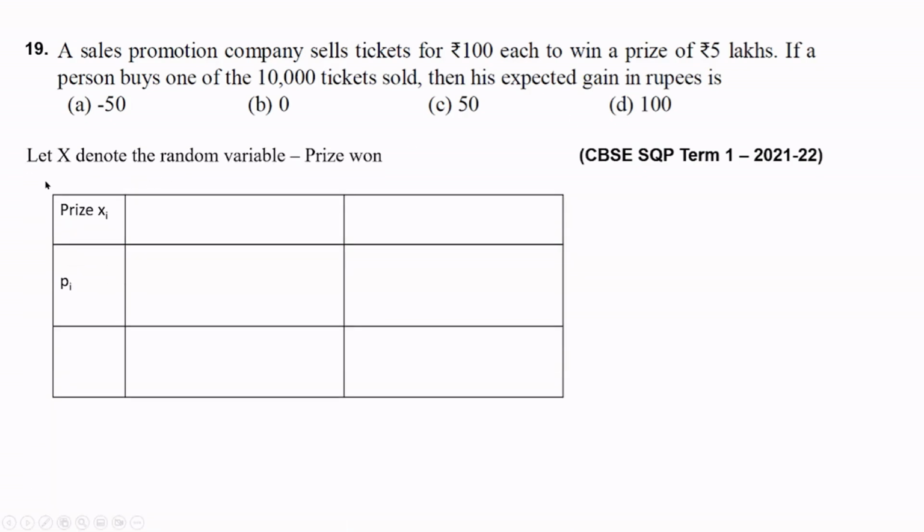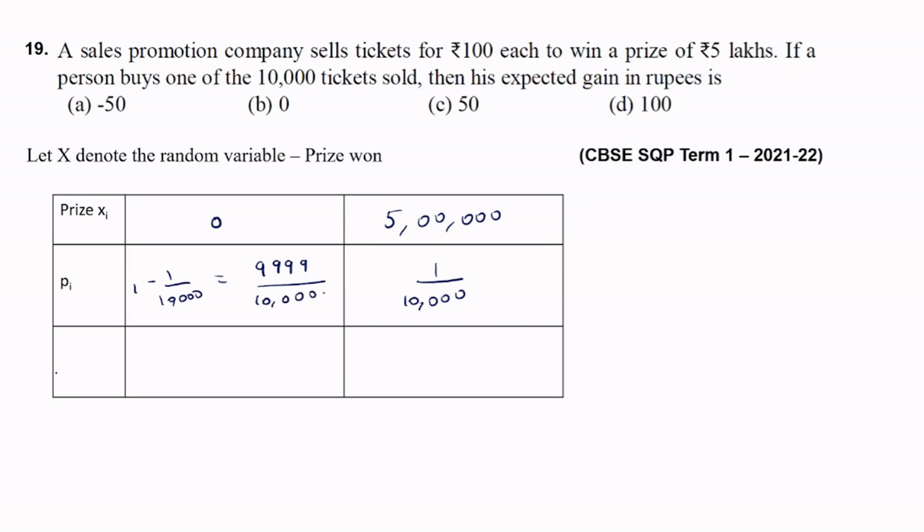So let x denote the random variable prize. So here the various values which x can take are either 0 or 5 lakhs. So the probability of getting a prize of 5 lakhs is 1 in 10,000. So this is the probability and all the others will lose. So the probability of getting a prize of 0 is 1 minus 1 by 10,000, which is 9,999 by 10,000.